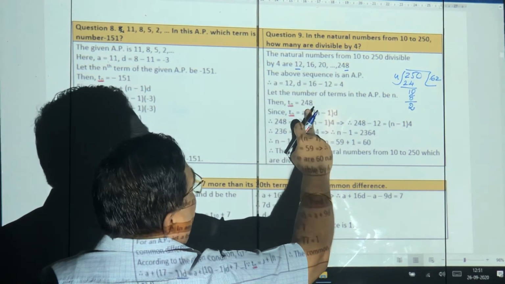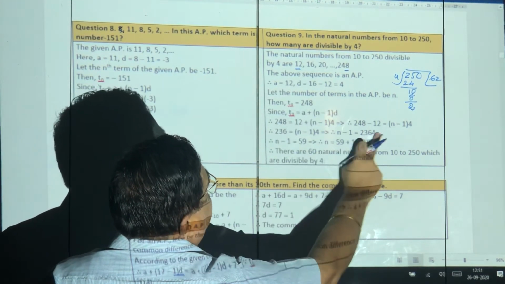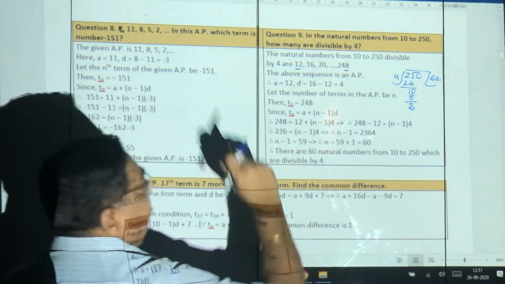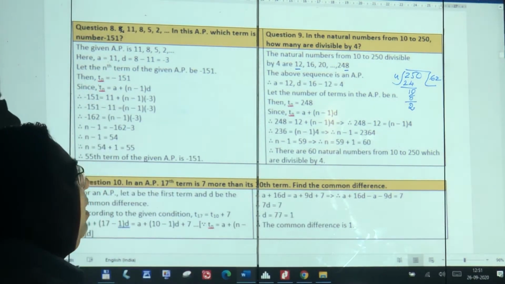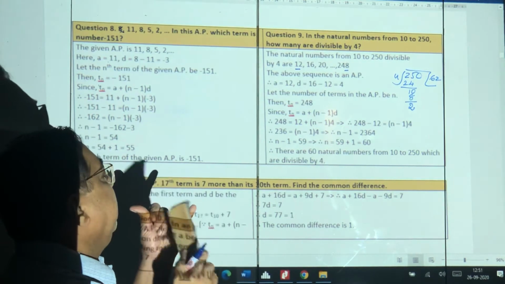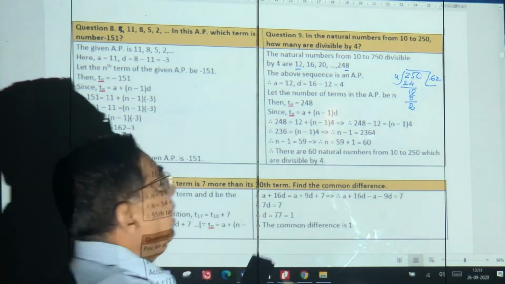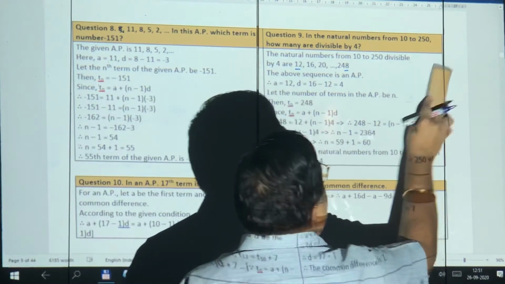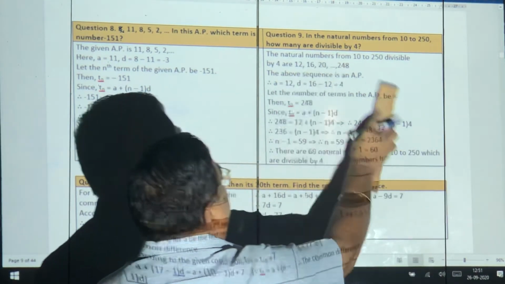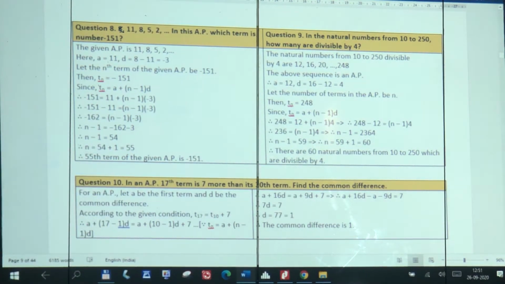So between 12 and 248, when I substitute in the formula, I get 60 numbers divisible by 4. You don't have to sit and count. If I count 12, 16, 20, by the time you reach 248, your paper will be taken away. Learn to solve the sums using analytical power, not mugging and using fingers. Maths cannot be done like that.